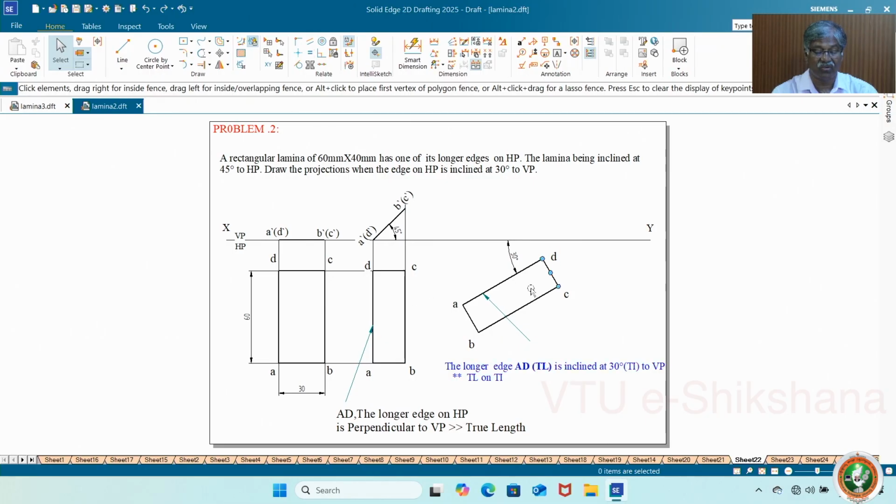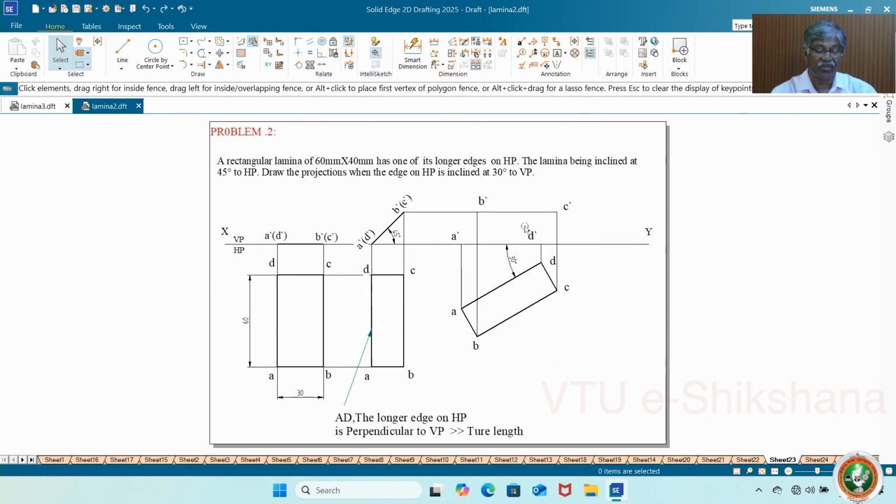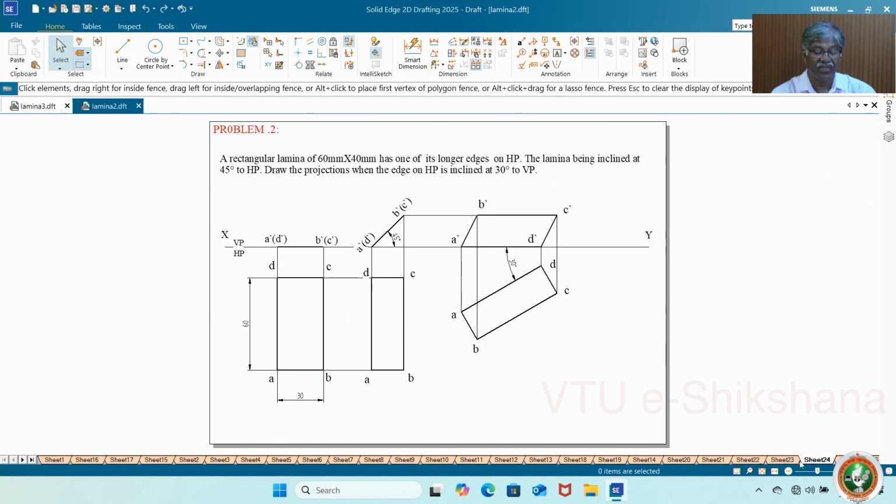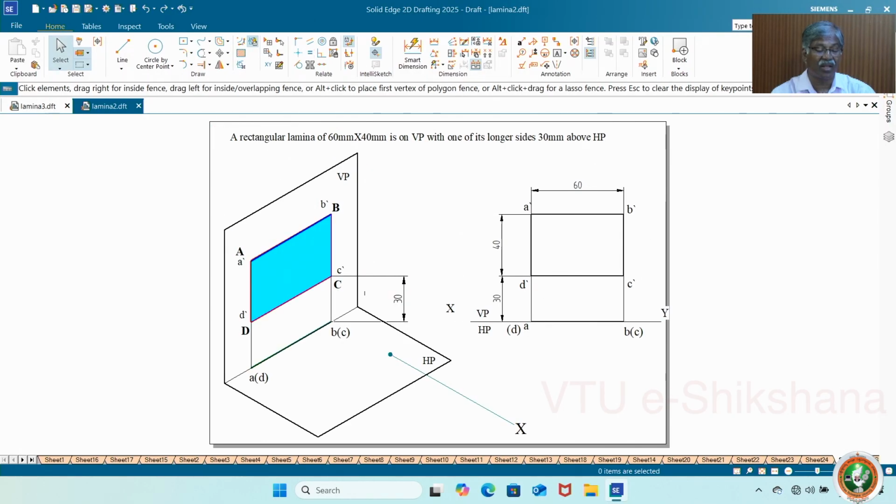Yes, this is true length, no change. Definitely true length is always associated with true inclination. Then comes the projection of the same AD on HP, very much on HP in XY line, BC above it accordingly. Then you are going to have this final solution. Okay, so this is how you work out a problem on triangular lamina. Then again the longer side on VP, how to deal with the problems on VP. Okay, we will discuss in future.